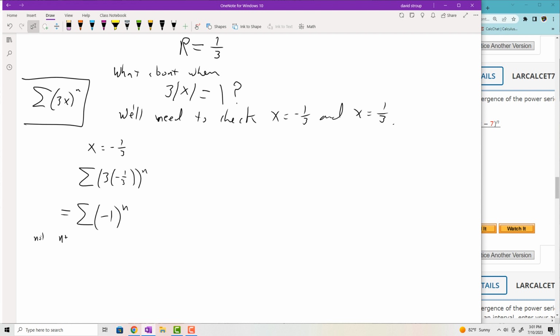Or you could do, if you want to, the nth term test for divergence. That's usually where you want to start when you're working with these tests, is to do an nth term test. And I had the limit of negative 1 to the n, which does not exist. Of course, that does not equal 0. So by the nth term test, it's divergent.